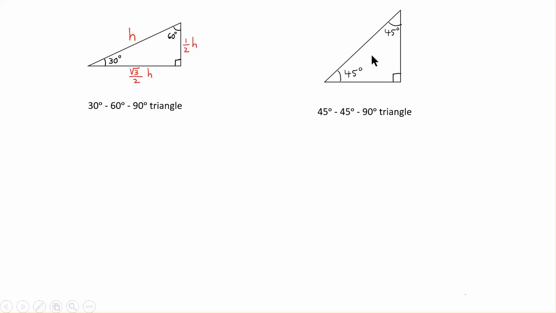If we have a 45, 45, 90 degree triangle, and h is the length of this hypotenuse, then the length of each of these two legs is square root of 2/2 times the length of the hypotenuse.